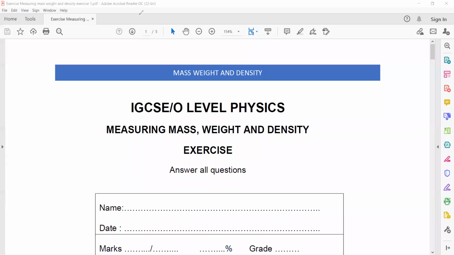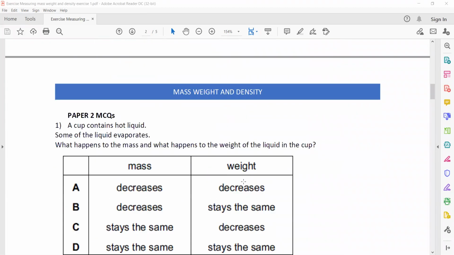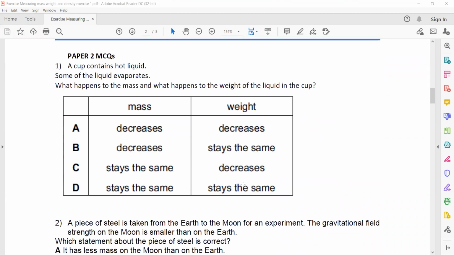So this exercise is related to how we can measure the mass, weight and density. In the first question, a cup contains hot liquid. Some of the liquid evaporates. What happened to mass and what happened to weight of the liquid in the cup? Use the screen annotation to state the answer.